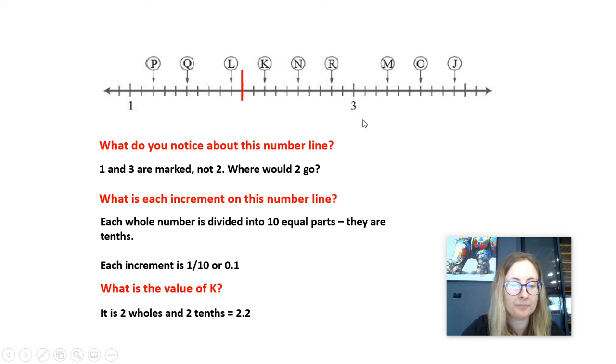And you just need to remember that the increments don't change. So if it's tenths here, it's going to be tenths here, it's going to be tenths here and beyond. So when you're looking, for example, at J, you're looking at 3 wholes and then count your tenths to see what the decimal number is. So that is your task for today.